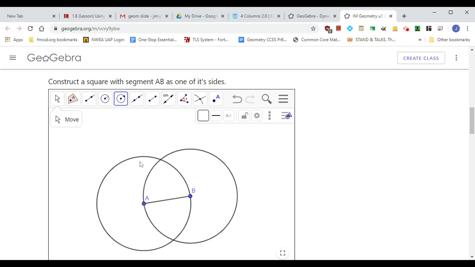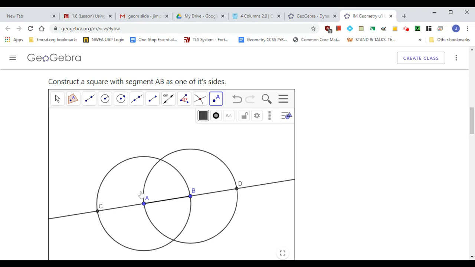And now I need to make a perpendicular through A and perpendicular through B. So if you remember, I extended the line. I'm just going to draw a line AB using the line tool. I'm going to put a point where that hits my circles on each end. And then I can do the perpendicular bisector of segment CB and the perpendicular bisector of segment AD.